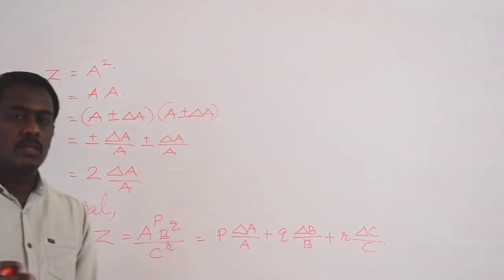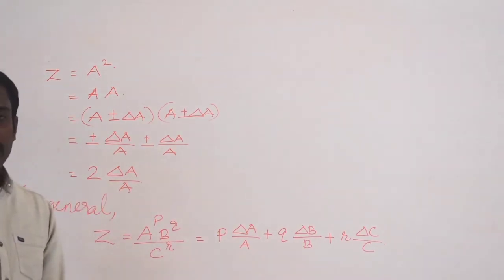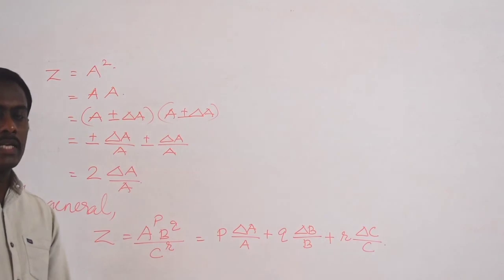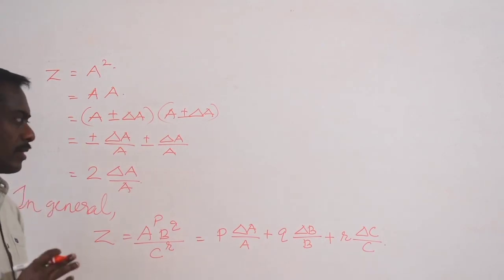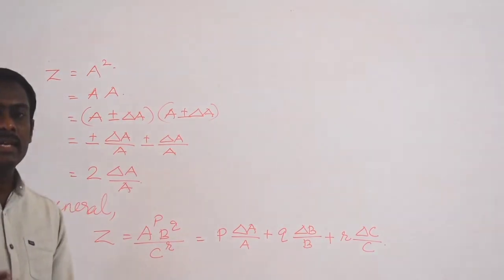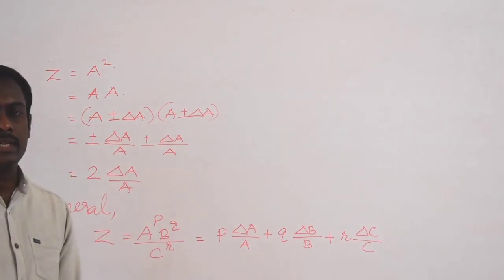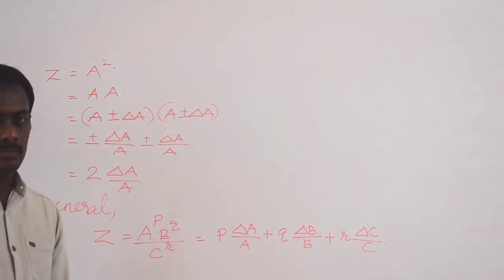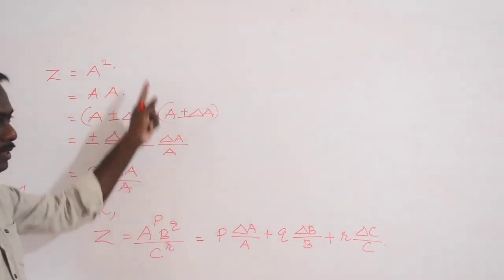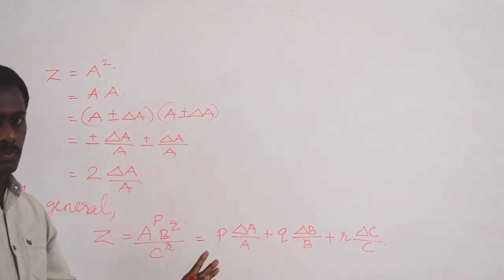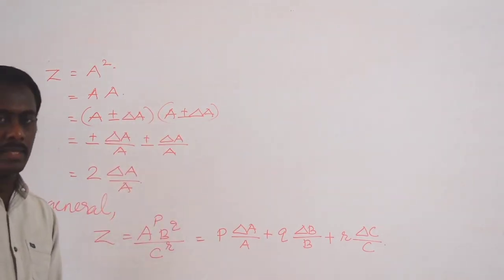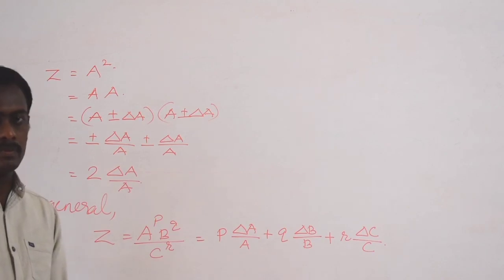Hence the rule is, the relative error in a physical quantity raised to the power of n is n times the relative error in that measured quantity. These are the 3 kinds of combination of errors in a measured quantity. I hope you understand.